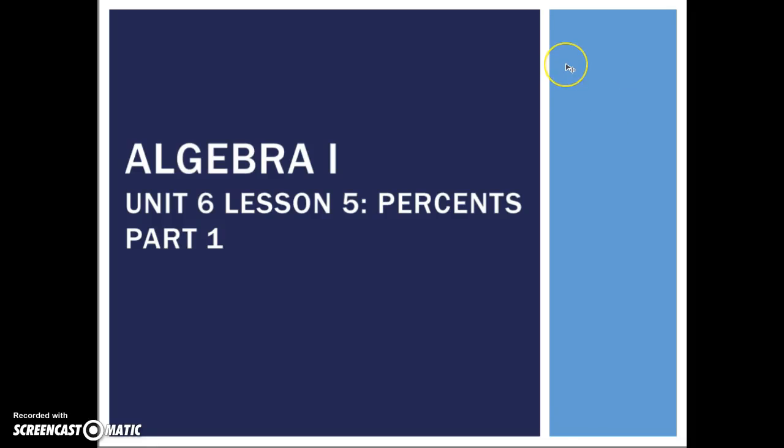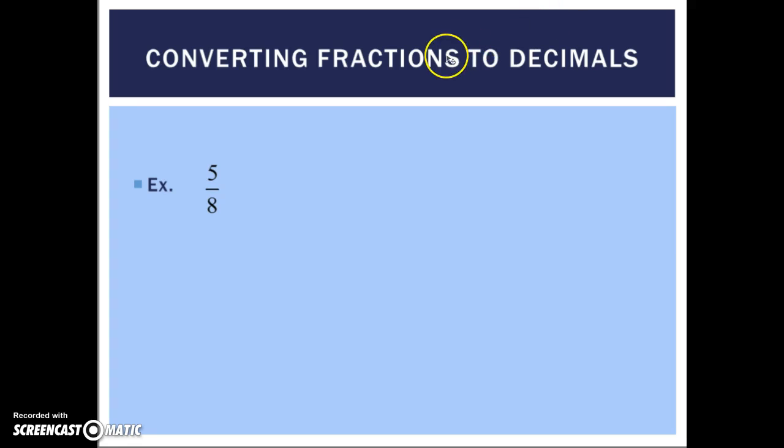Everybody. This lesson is for Unit 6, Lesson 5 for Percents Part 1. So the first part of the lesson is having you convert a fraction to a decimal, and this is something that we've done quite a bit of before. So you're going to take the numerator and divide by the denominator.